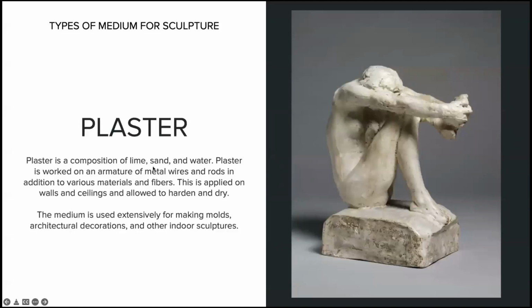Okay, and the plaster. Plaster is a composition of lime, sand, and water. Plaster works on an armature of metal wires and rods in addition to various materials and fibers. This is applied on walls and ceilings and allowed to harden and dry. The medium is used extensively for making molds, architectural decorations, and other indoor sculptures. This is plaster used as a medium for sculpture.